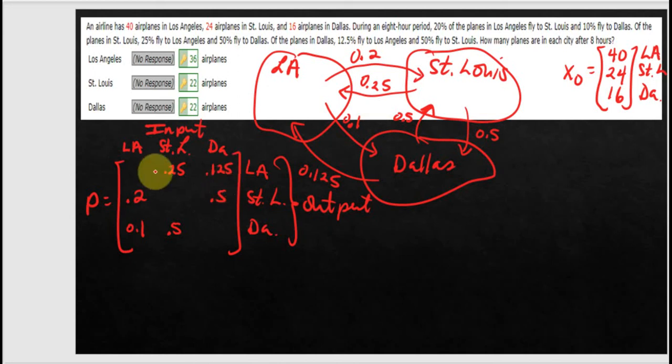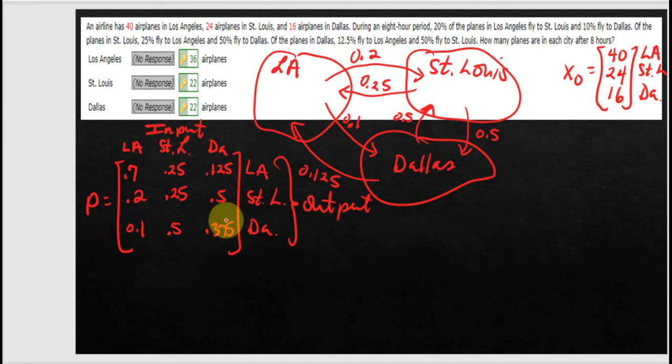Okay, so what do we have? Notice I'm missing one item in each column. If you add up the first column for LA, I have 0.3, but the total has to be 1. So 1 minus 0.3 is 0.7. If you add up these terms in the second column, we get 0.75. So 1 minus 0.75 is 0.25. And then here, we add these two terms up, we get 0.625, and so 1 minus that is 0.375. Okay?